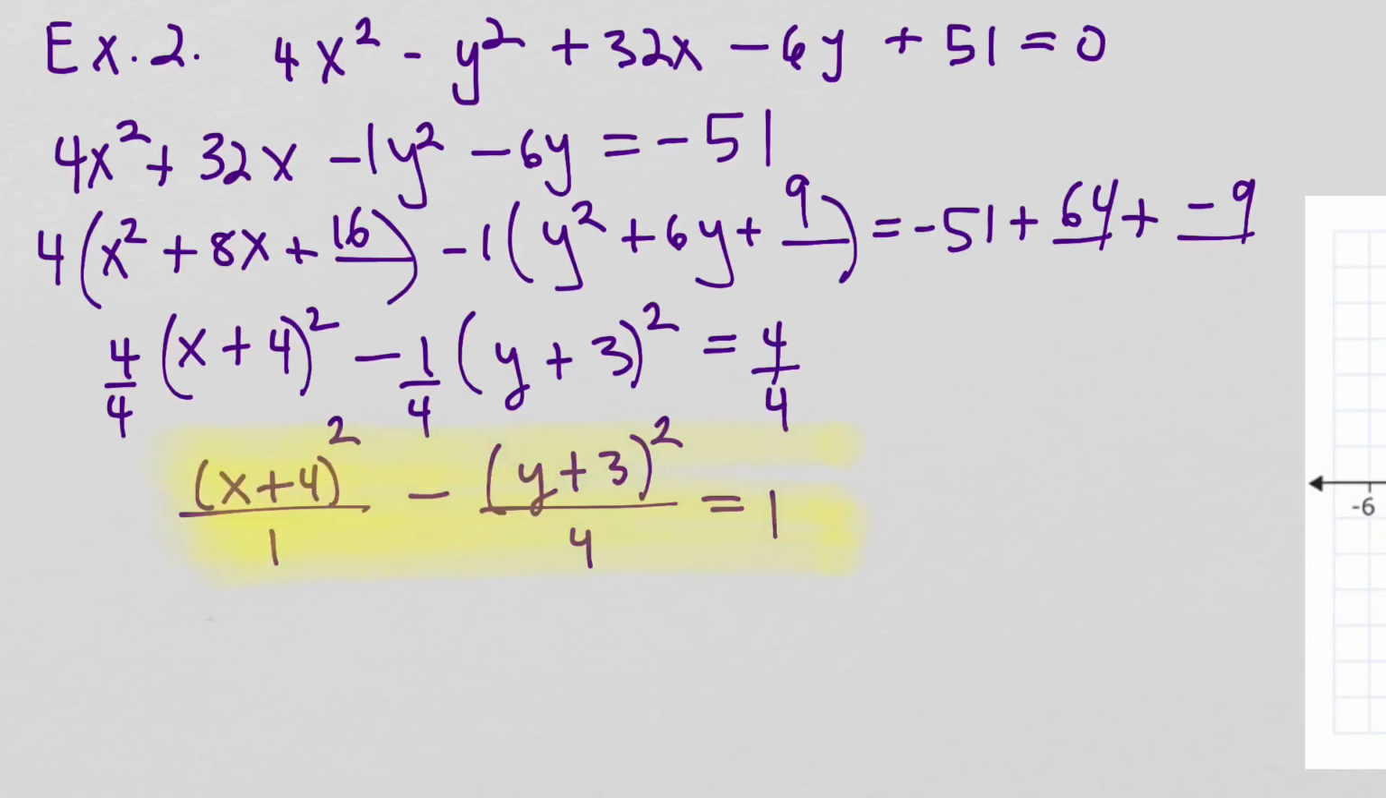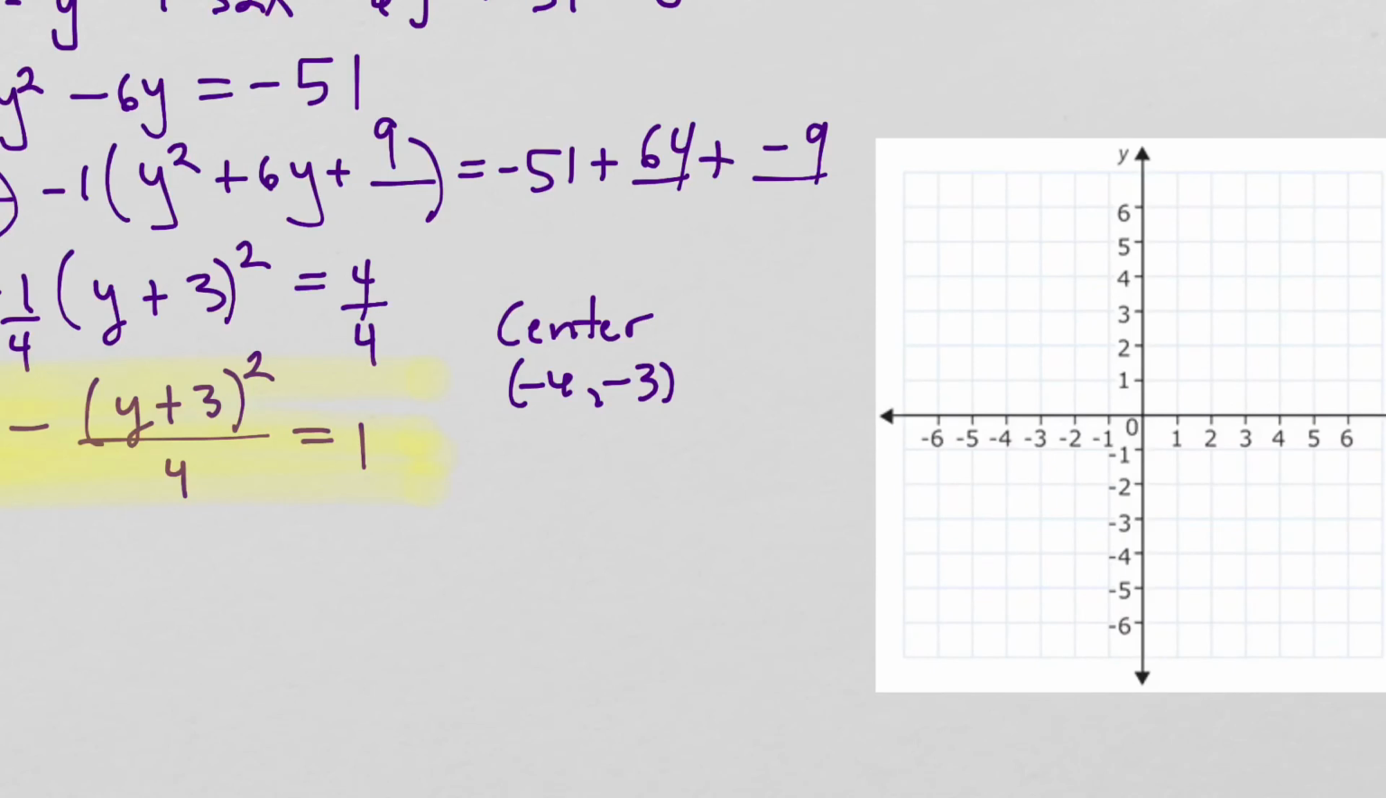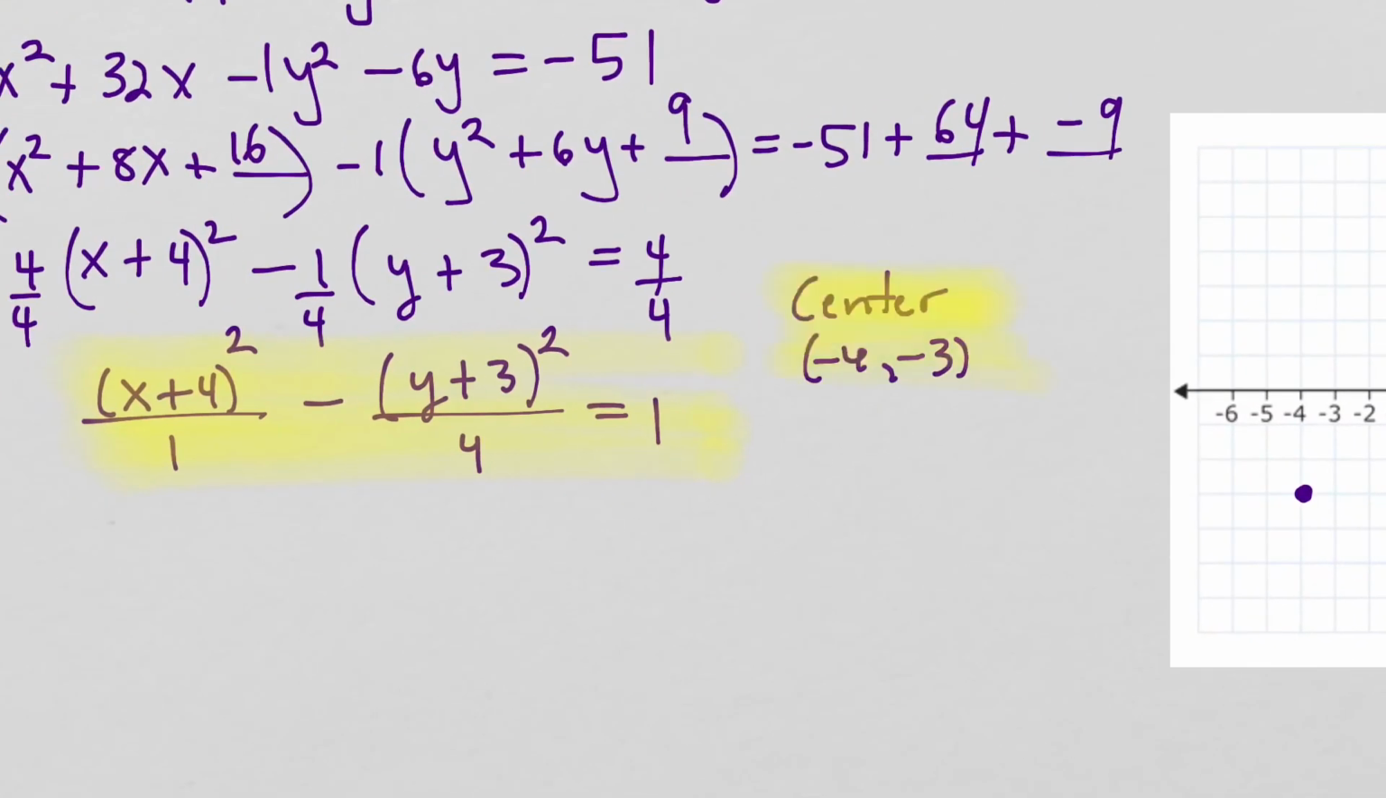From standard form, I get my center. So I can see this is a left translation in the x and a negative in the y. So negative, negative. So my center will be negative 4, negative 3. Right, so negative 4, negative 3. That's my center.